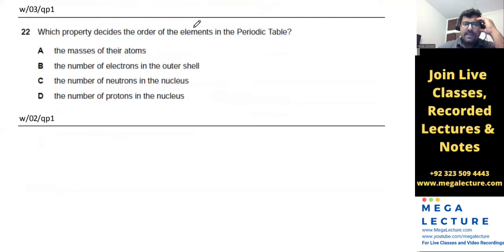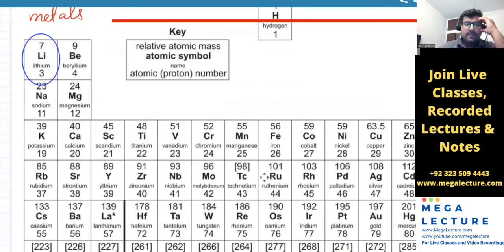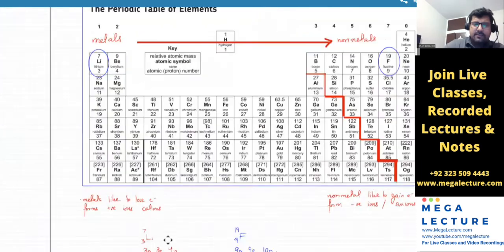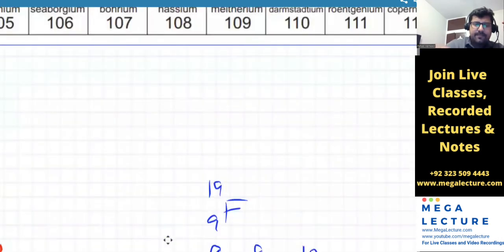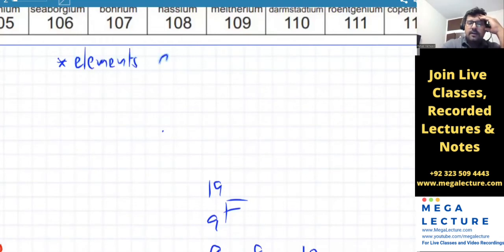Which property decides the order of the elements in the periodic table? D. How are they arranged according to what? Proton number, right? We should add this to our notes as well, because remember, proton number is the most important number. The other numbers can change; they can vary. So elements are arranged according to proton number.